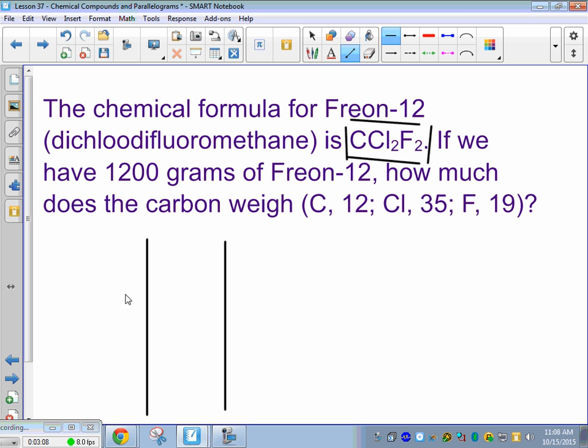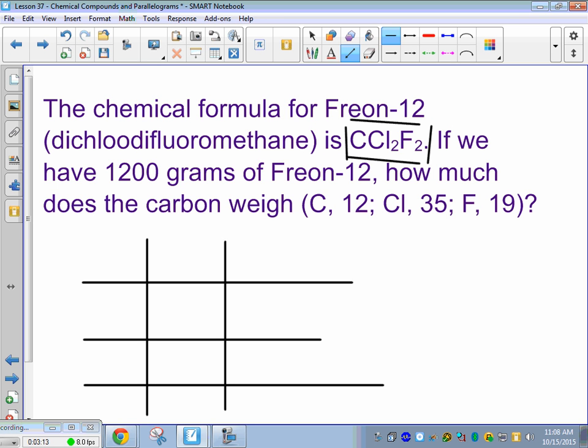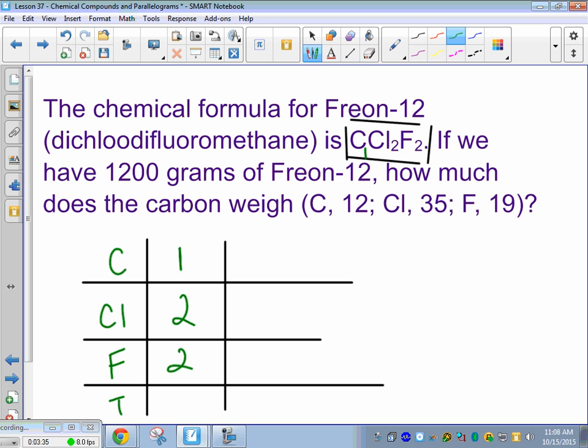So we have to do 3 plus the total at the bottom. So we've got C, and we've got Cl, and we've got F, and we've got the total number of molecules. So in my first column, we start with this. The C's, the carbons have 1. My Cl's each have 2. And the Freons have 2, or the F's, okay? And we're not going to total it up yet, okay?